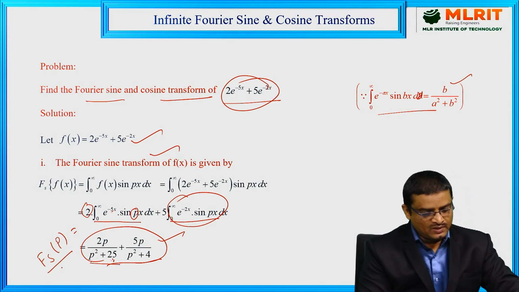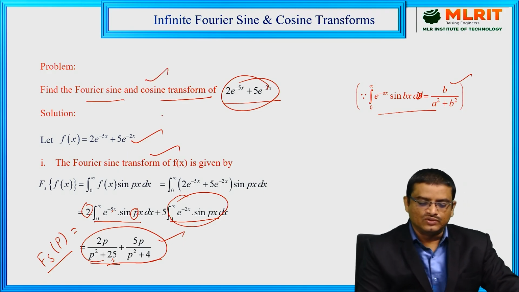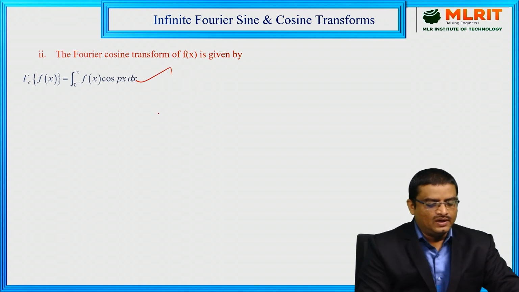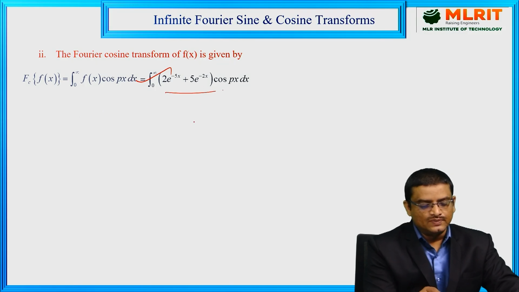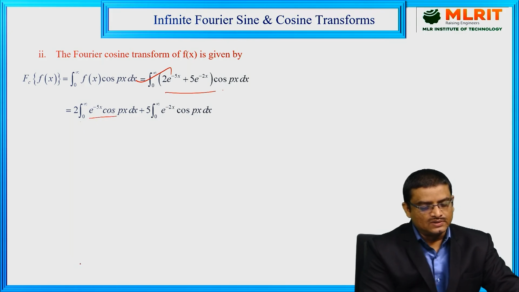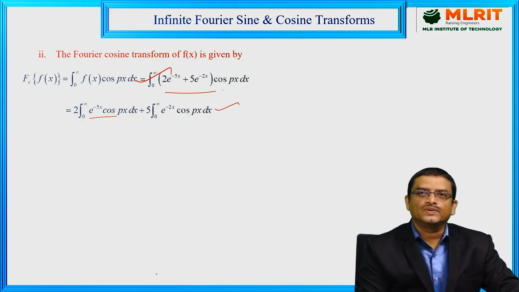So this is our required infinite Fourier sine transform of that f of x. And similarly for the same function we have to find out the Fourier cosine transform. Take the formula, replace that f of x value here. Now remove these brackets by multiplying with cos px with these two terms. So you will get 2 into integral 0 to infinity e power minus 5x cos px, and 5 into integral 0 to infinity e power minus 2x cos px dx.